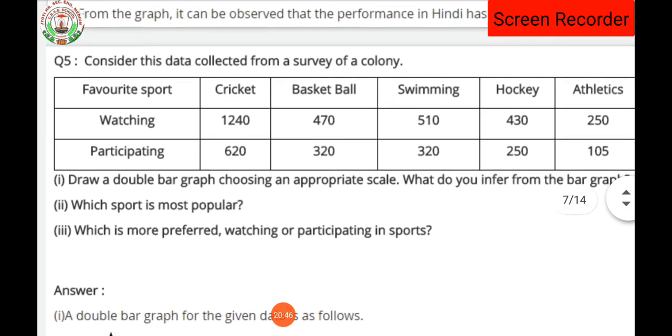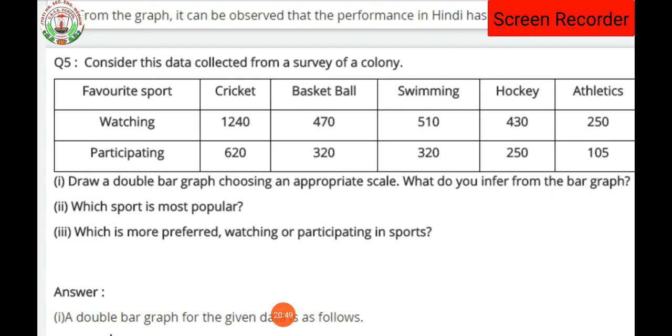Draw a double bar graph using an appropriate scale. What do you infer from the bar graph? That means what information you are getting from the bar graph, it is asked. Which sport is the most popular? So comparing the data, you can say that watching cricket is the most popular, and from participating also cricket is the most favorite sport for the people. Which is more preferred, watching or participating in sports? You can compare the data. Watching is most preferred by the people as compared to participating, isn't it?